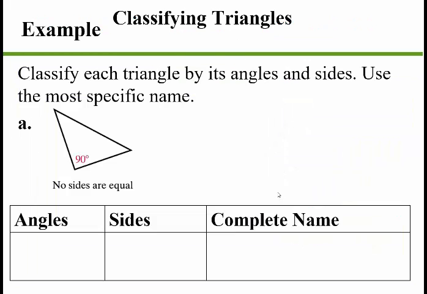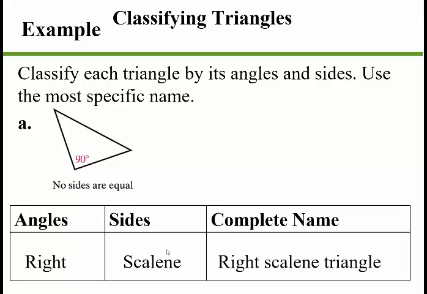All right, so let's classify each of the triangles by its angles and its sides, and let's use specific names. Here I have a 90-degree angle, right? So that tells me it's a right triangle. I have no sides equal, so that tells me it's a scalene triangle. So the complete name would be a right scalene triangle. So it's angle, sides, and then triangle at the end.